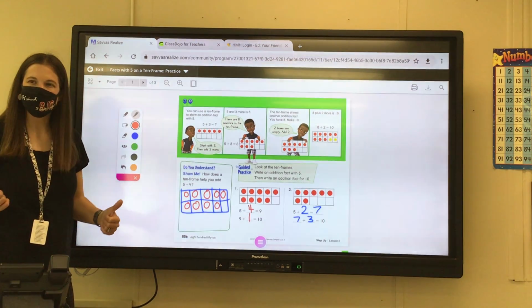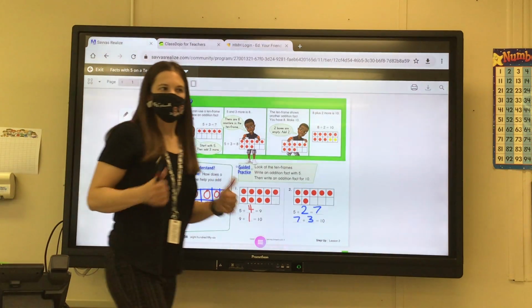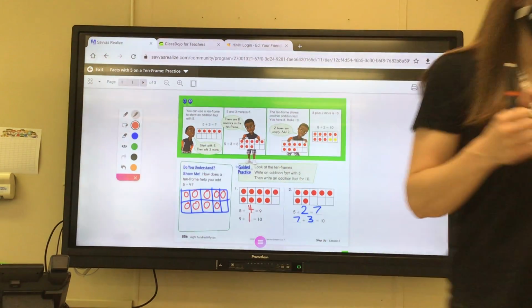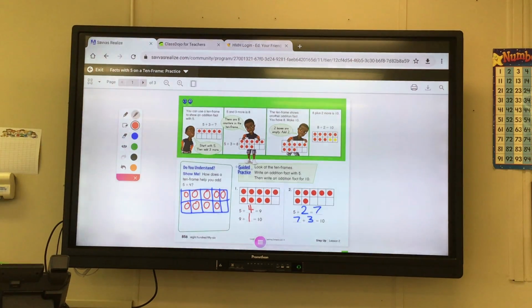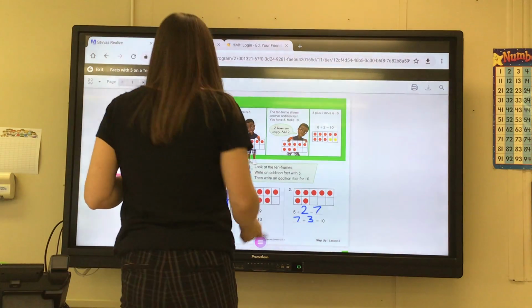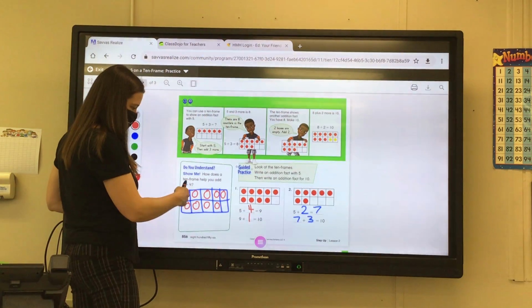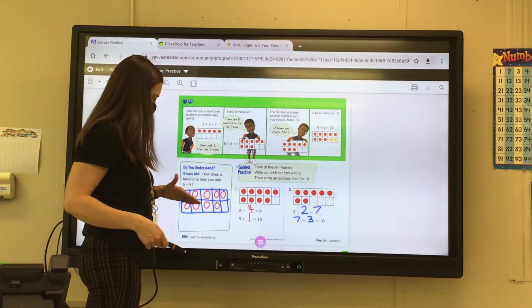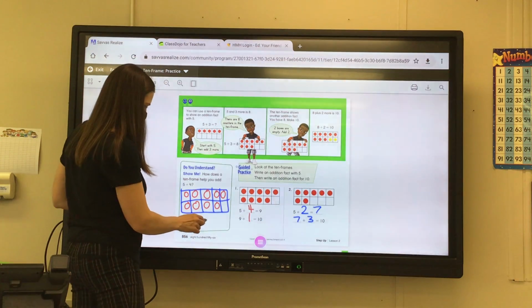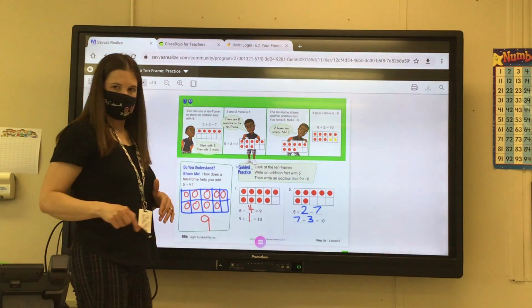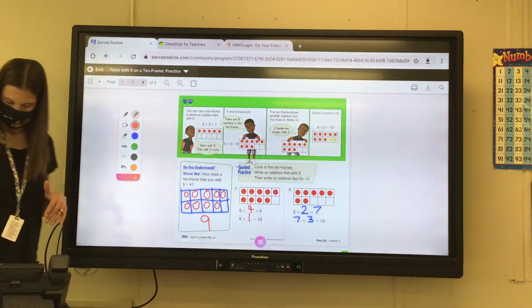Okay, thumbs up. Is everyone understanding? Doing good? Drawing that 10 frame the best you can there? Awesome. When we fill across the top row, we know that there's 5. There's always going to be 5 when that row's filled in. In the bottom row, if we filled it all in, there would be 5, but there's only 4. So 5 plus 4 is 9. We could write 9 down here. Okay?